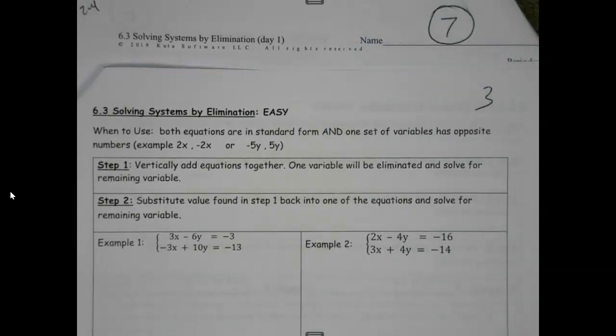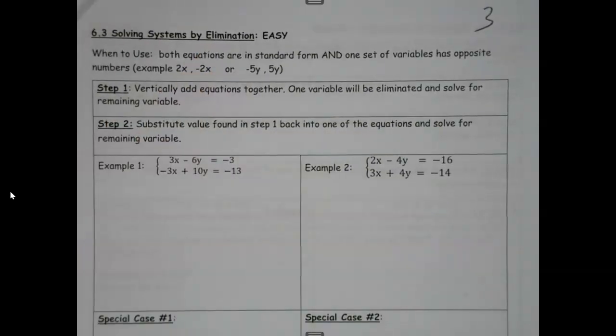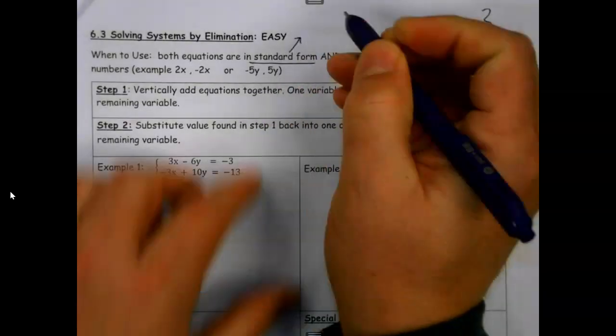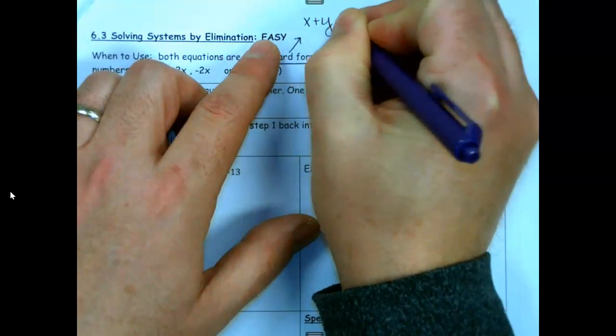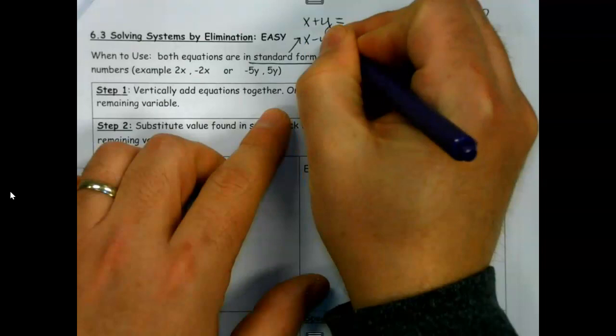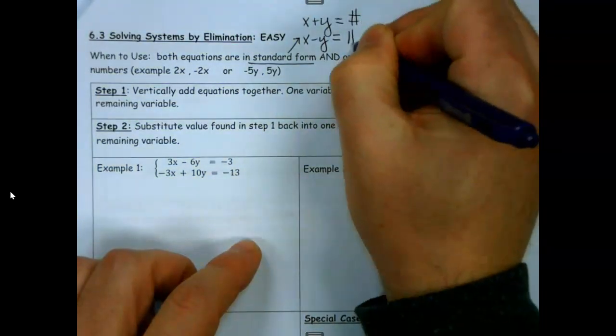So, what does that mean? Well, let's take a peek. And again, this is the skinnier note packet that we're looking at here. So, when are we going to do elimination? If both equations are in what's called standard form. Now, reminder on standard form. That just means you've got like x plus y on the same side or x minus y on the same side, and then there's a number on the other side.